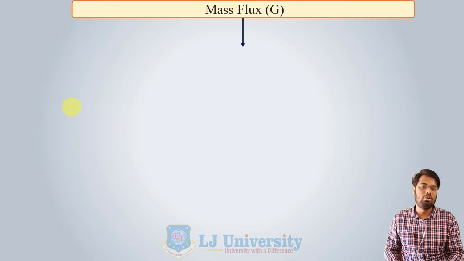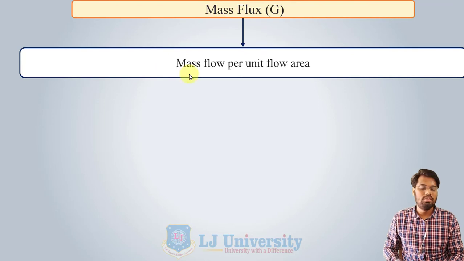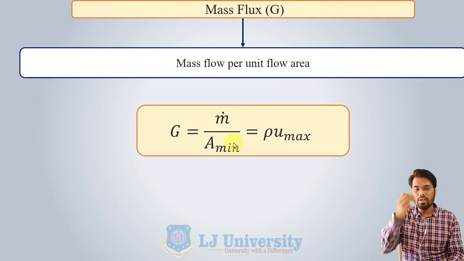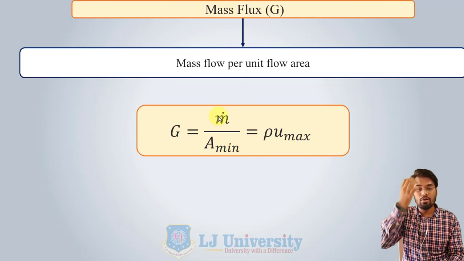Now let's discuss some important parameters which we are going to introduce and use in the pressure drop derivation. First one is mass flux, or we can say the flow of mass per unit area. So it is mass flow per unit flow area, generally denoted by capital G, which is m dot divided by A min.